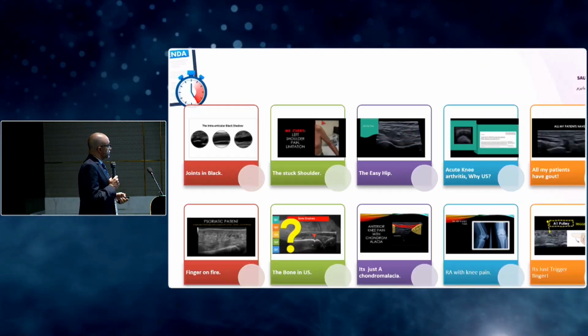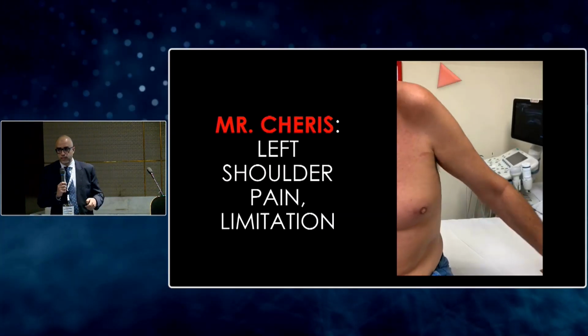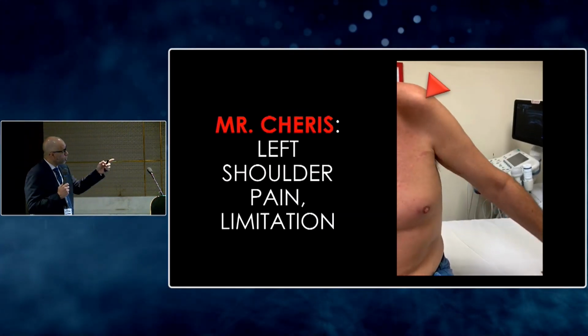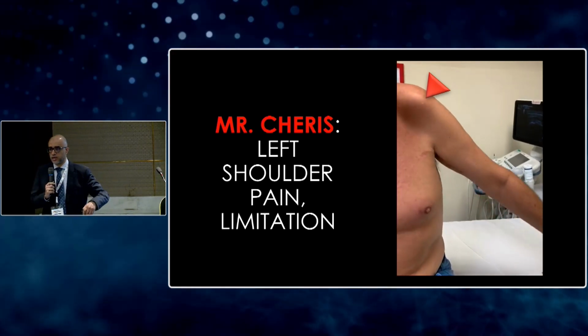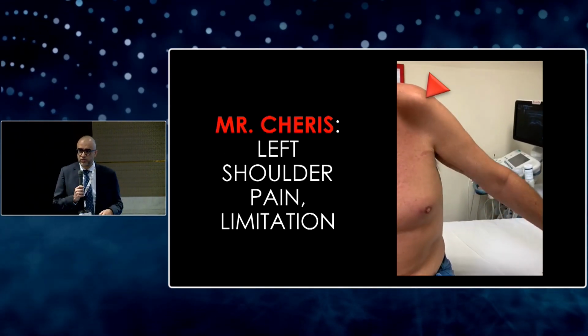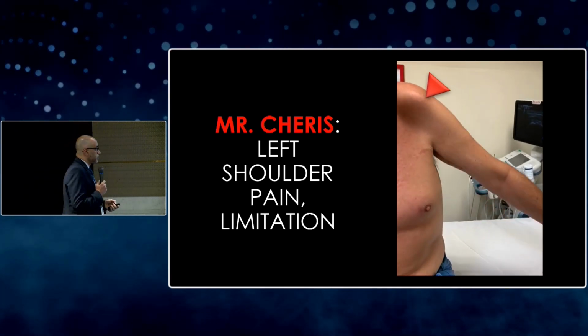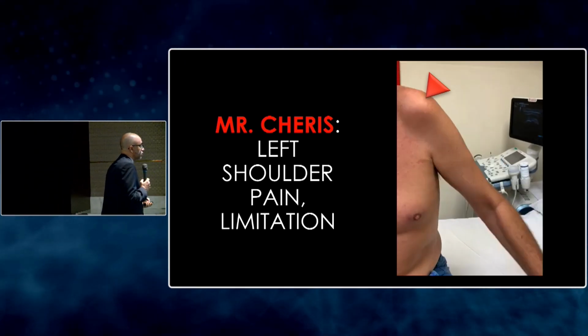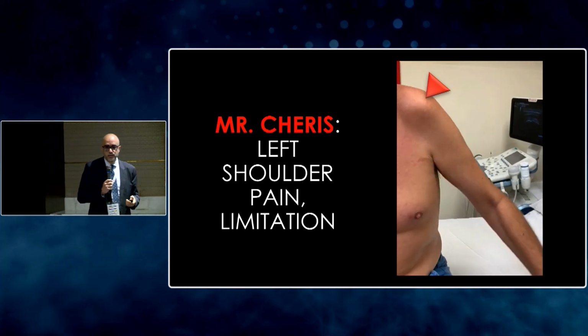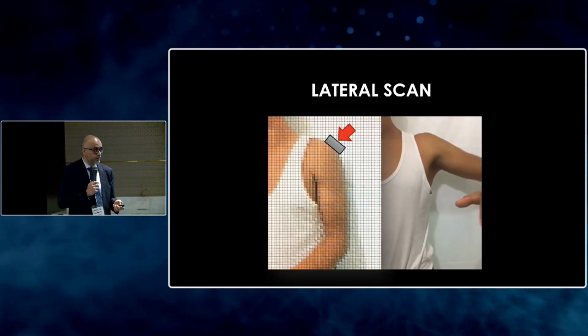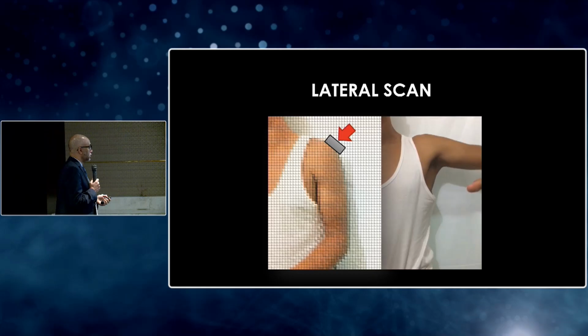Second story, about Mr. Chris. He came to my clinic with this shoulder. He cannot abduct the shoulder significantly on active motion. Clinically we call this impingement, and I will tell you how ultrasound could help this patient in the real scenario. We're examining the lateral part of the joint.